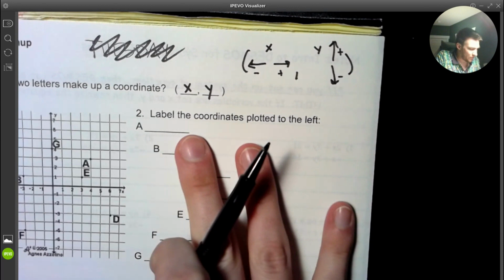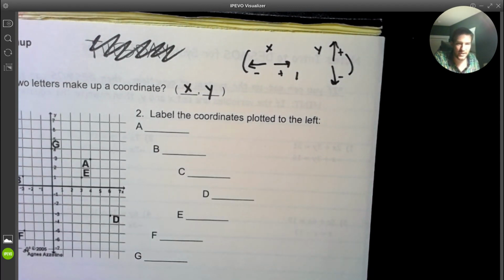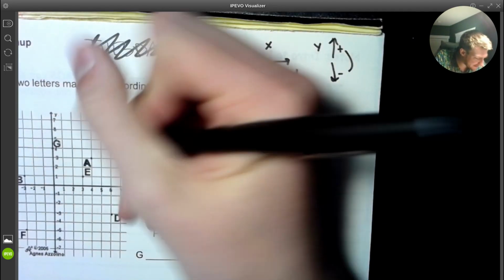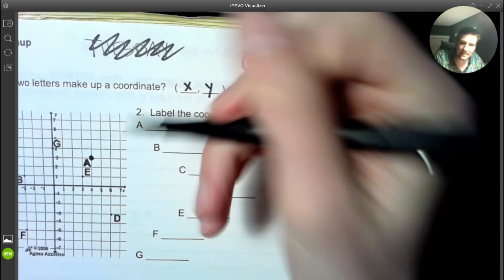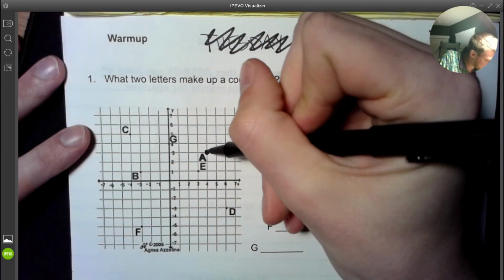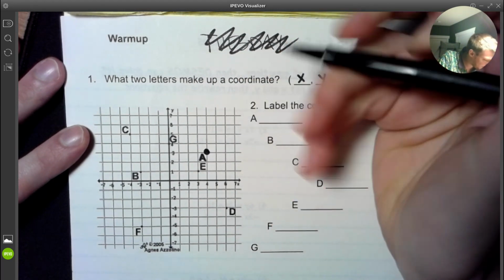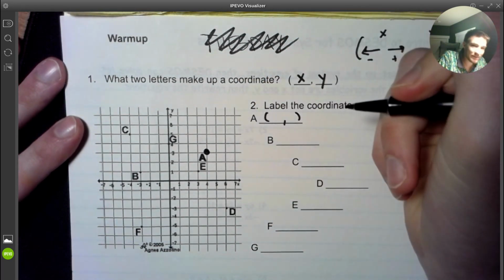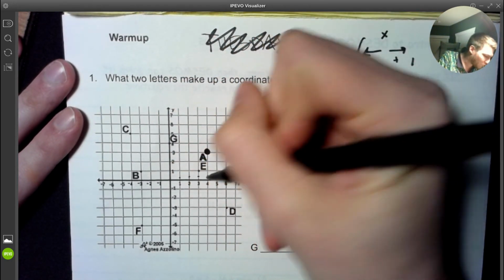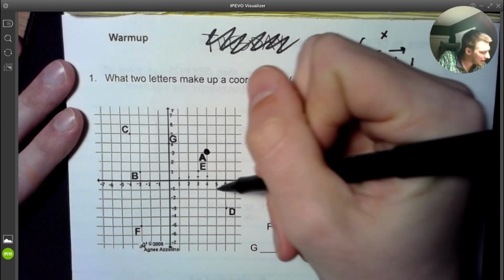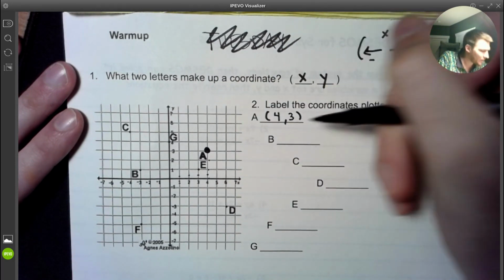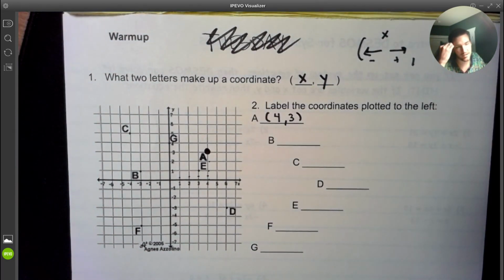So, label the coordinates. Now, a little bit tricky. There are small dots next to these letters. If I see this A here, there is a small dot next to that A. That is what we're going for. I'm going to give myself some parentheses with a comma. How much do I have to go to the side? 1, 2, 3, 4. I have to go to the side 4. How much do I have to go up? 1, 2, 3. I have to go up 3. And there you go. There's my coordinate for A.